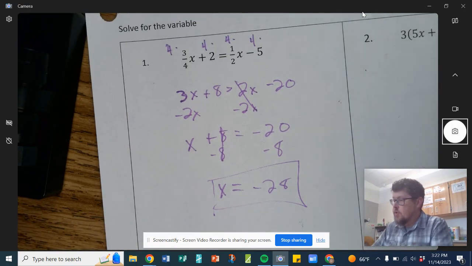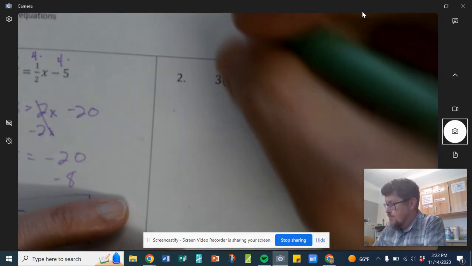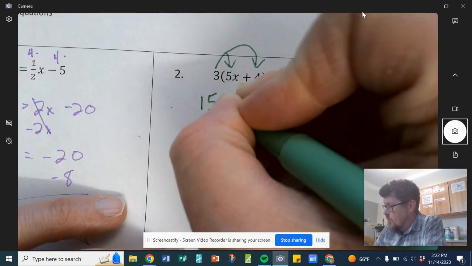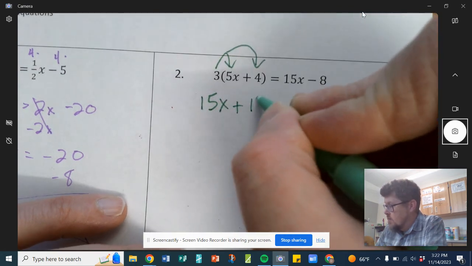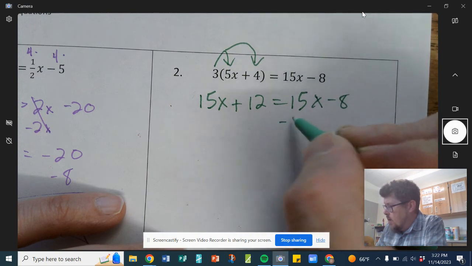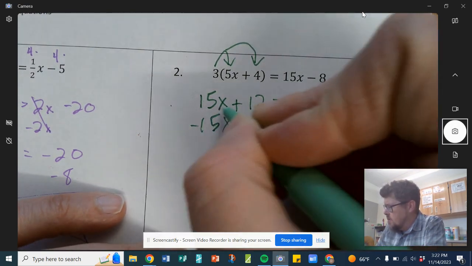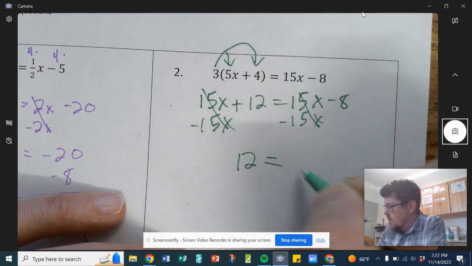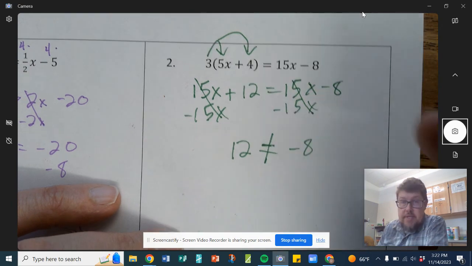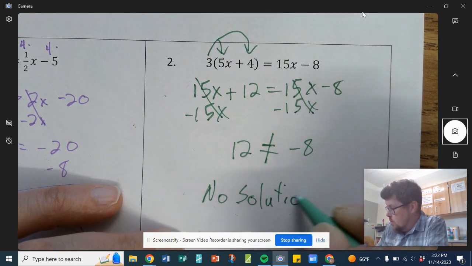Okay. Number 2, we're going to distribute here and here. 3 times 5x is 15x. 3 times 4 is 12. Now I'm going to take this 15x to the other side because I want to combine my variables, but I start seeing that this is looking very odd to me. So I have 12 equals negative 8, but 12 does not equal negative 8. So this is a special solution, and that solution is no solution.